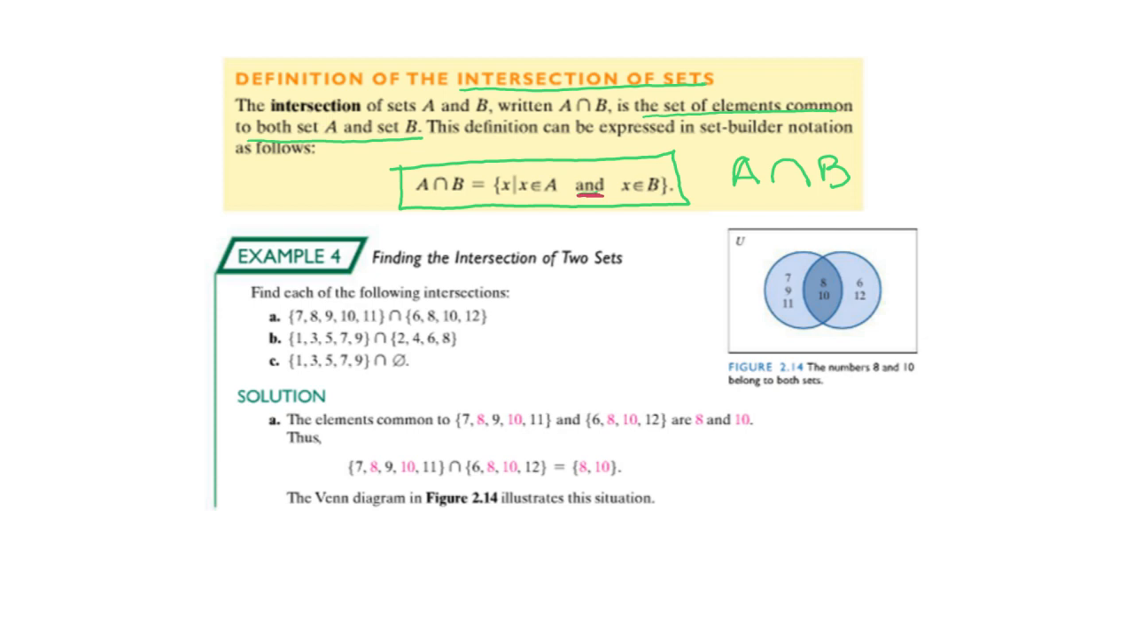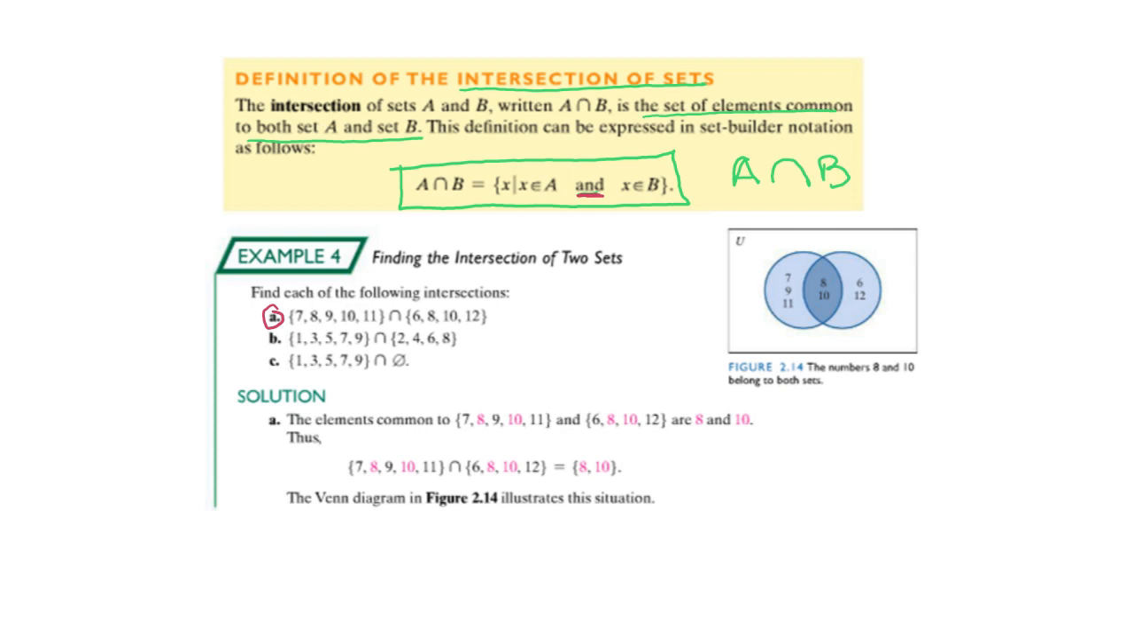All right, so take a look at example 4. It says find each of the following intersections. They listed the first set as 7, 8, 9, 10, 11, intersecting with the second set of 6, 8, 10, 12.